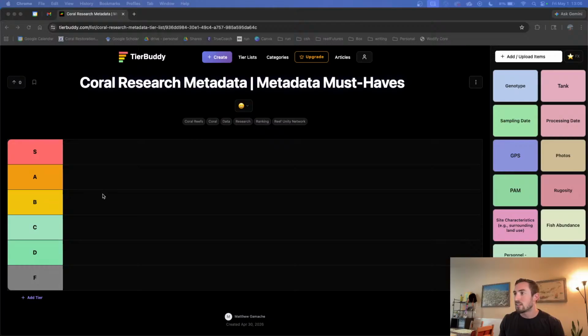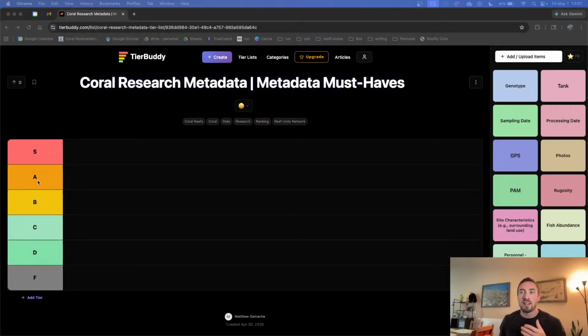All right, here is our tier list. How this is going to work today. On the left, we have our different tier ranks, starting with S tier, basically meaning every project you conduct, any research you're doing, these are the metrics you should be taking. These are the measurements you should be collecting. Always.